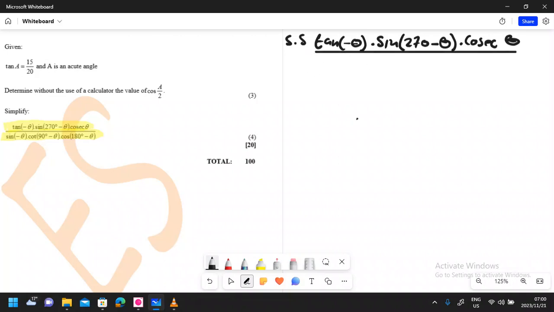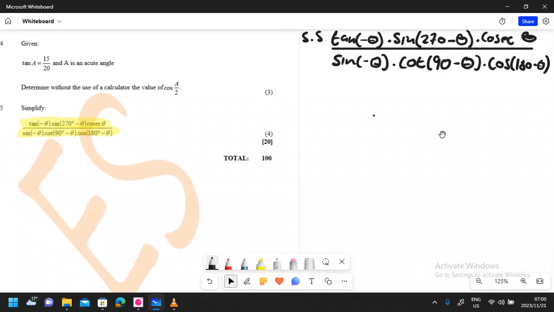Then we multiply by cot of 90 minus theta, and then multiply by cos of 180 minus theta. There we go. I hope you are able to see this, guys. So this is our question.